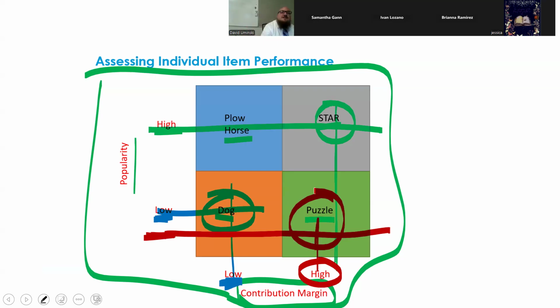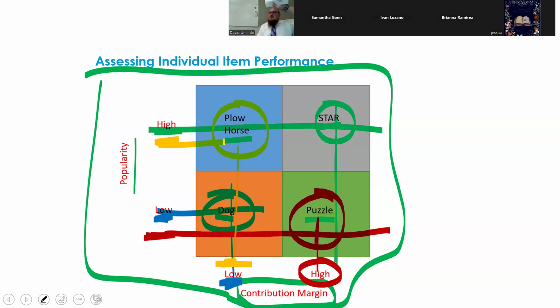And plow horse, it's really popular, but it doesn't make me a lot of money. But everybody loves it. So it might be like a signature dish that everybody loves. But for whatever reason, my recipe means that I don't get as much profit. I'm still covered. This isn't like the cupcakes from last week where we spent more money on the ingredients than we actually sold it for. In this case, we still are making money, it's just not as much. That's a very high level overview.